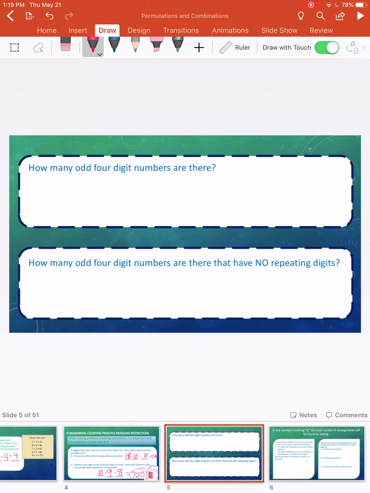All right, let's try the next one. How many odd 4-digit numbers are there? So we're going to draw a space for each digit.